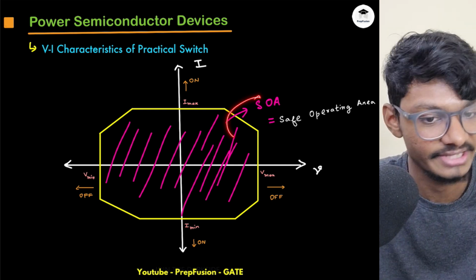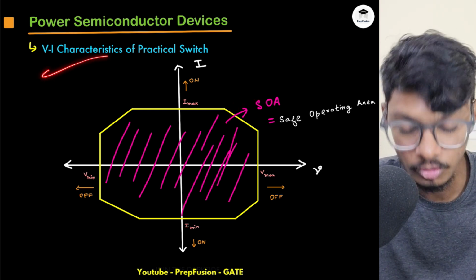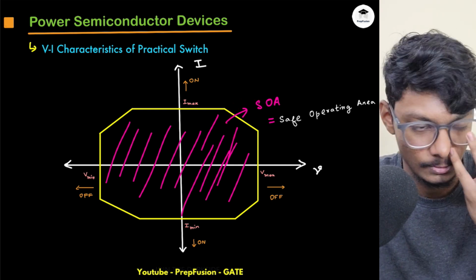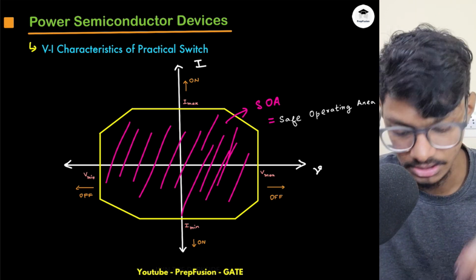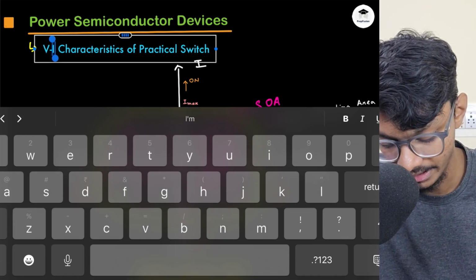If I am outside this safe operating area, my diode or my practical switch, it should not be exactly a diode, it can be anything, will get damaged. So this is the VI characteristics of a practical switch.